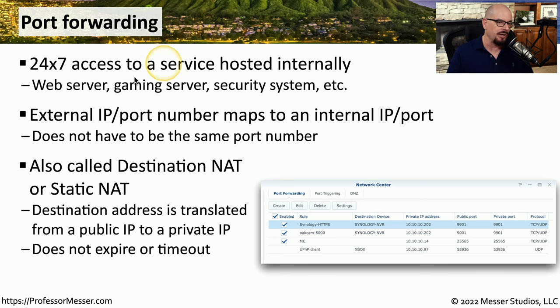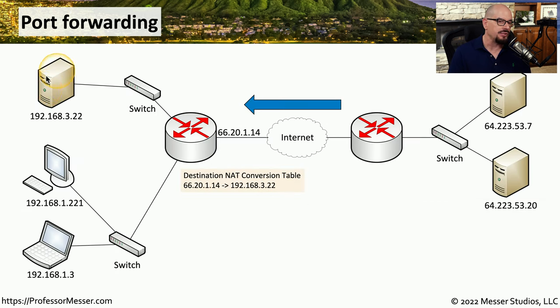This is sometimes called a destination network address translation or a static NAT. Once you configure this, it's permanently available on the network, and the only way to disable it is to go back into the configuration and administratively turn off that access. Let's say that we have a server on the inside of our network that manages the connection to all of our security cameras. We might want to have someone on the outside be able to connect to that server so that they can monitor those cameras.